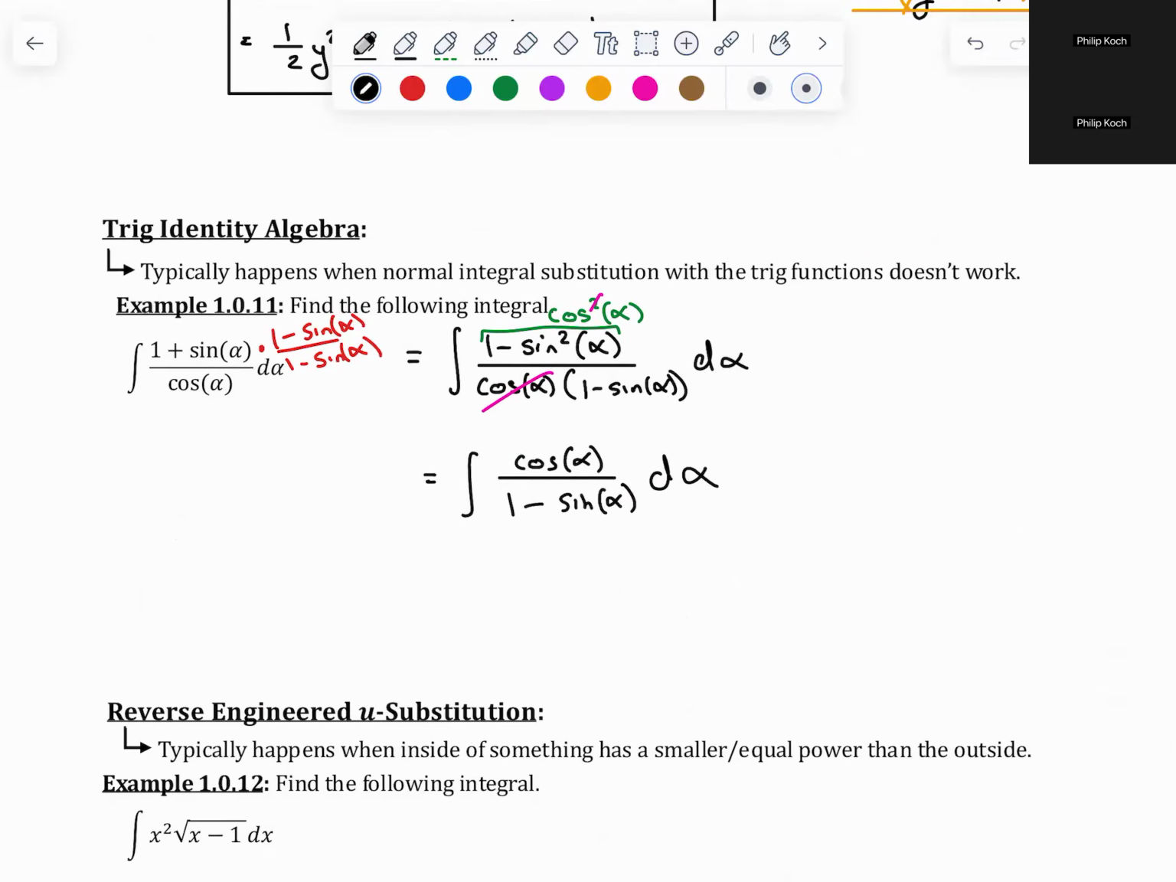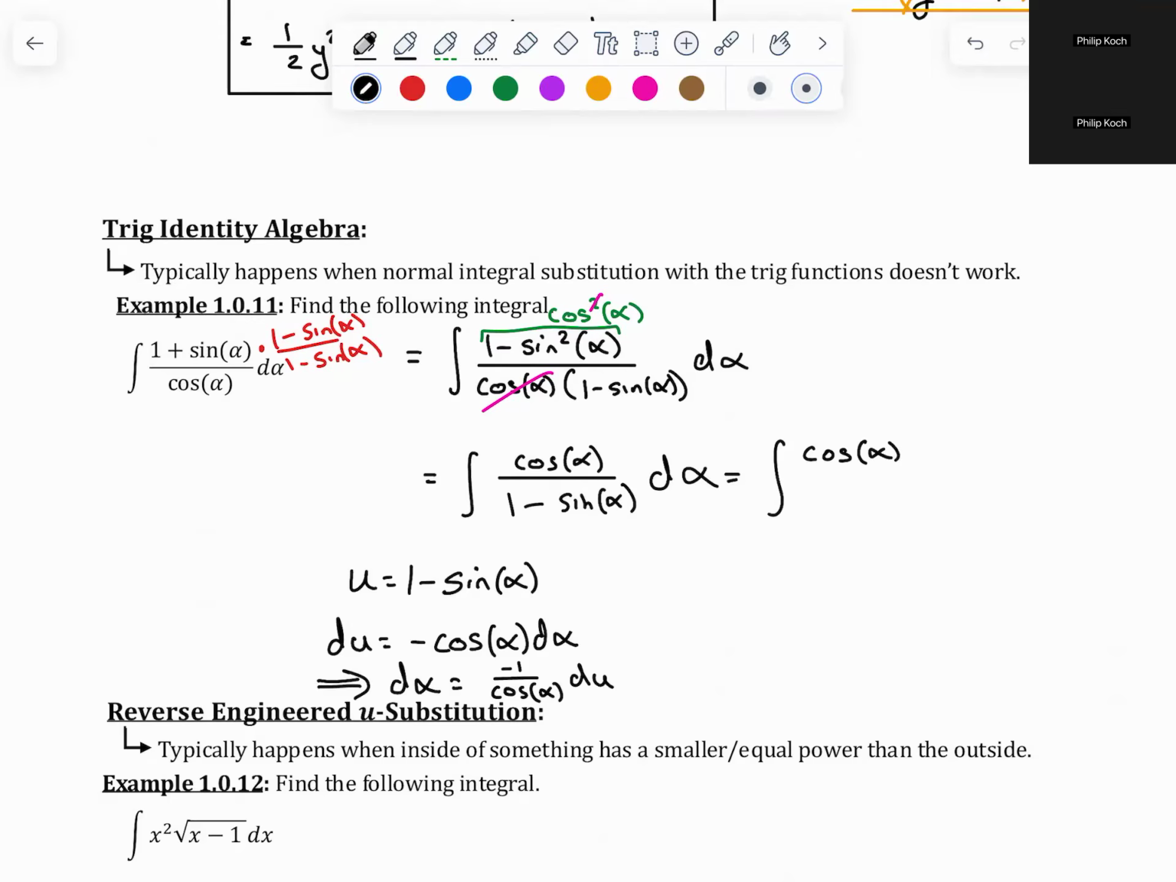You should make u equal to 1 minus sine alpha. Then du is equal to negative cosine of alpha d alpha. So d alpha is equal to negative 1 over cosine of alpha du. So this will become, and this is one where you could just replace the cosine alpha d alpha with just a negative du because of how it works. But let's do it the old-fashioned way.